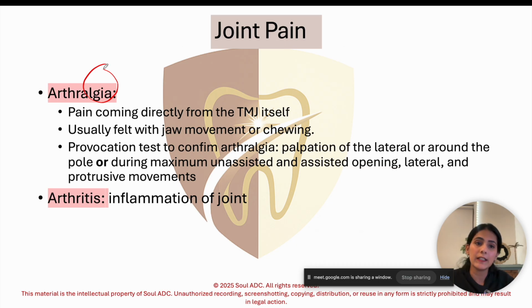Arthralgia is pain coming directly from your TMJ itself. It is usually felt with jaw movement or chewing. And how are you able to tell that it is arthralgia and not something else? By palpating in that area. You will palpate and see how the patient is responding to it. The patient will have problems on opening, lateral movement, or protrusive movement. What is protrusive movement? Moving the jaw forward. That's your protrusive. Lateral is side to side. And arthritis means inflammation of the joint, and that causes pain as well.